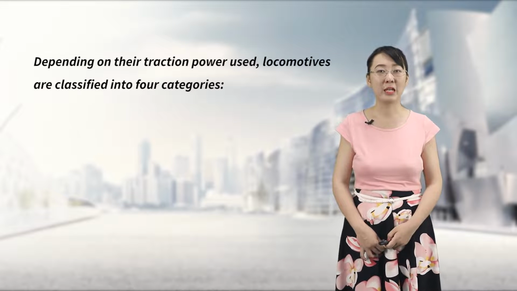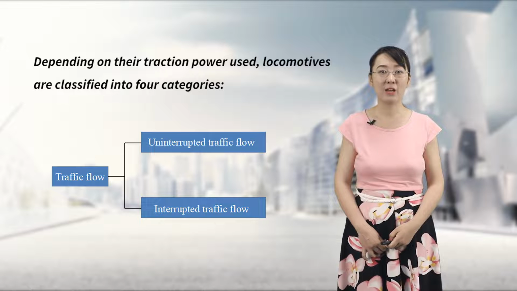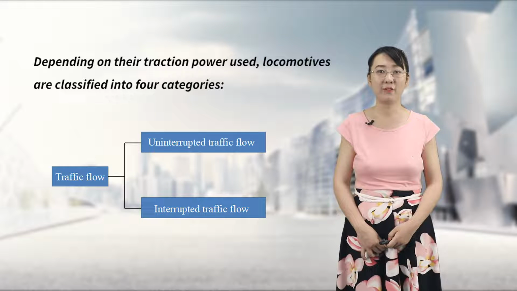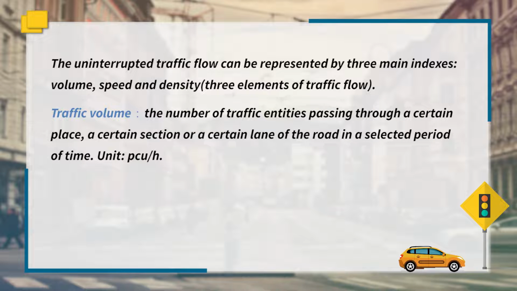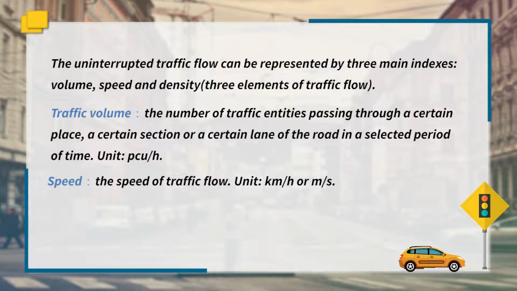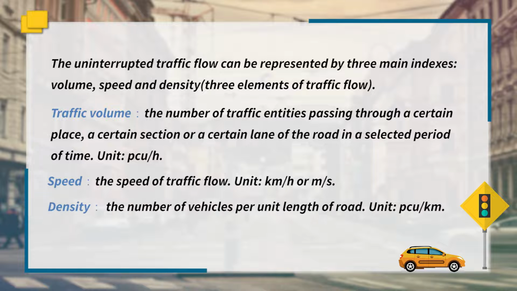The traffic flow includes uninterrupted traffic flow and interrupted traffic flow. The traffic flow can be represented by three main features: volume, speed, and density. Traffic volume is the number of traffic entities passing through a certain place, a certain segment, or a certain line in a period of time. Speed is the average speed of the traffic flow. Density is the number of vehicles in a certain length of road.